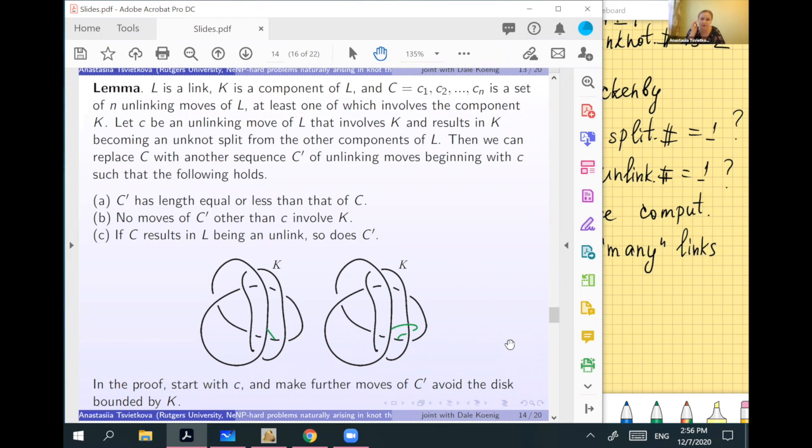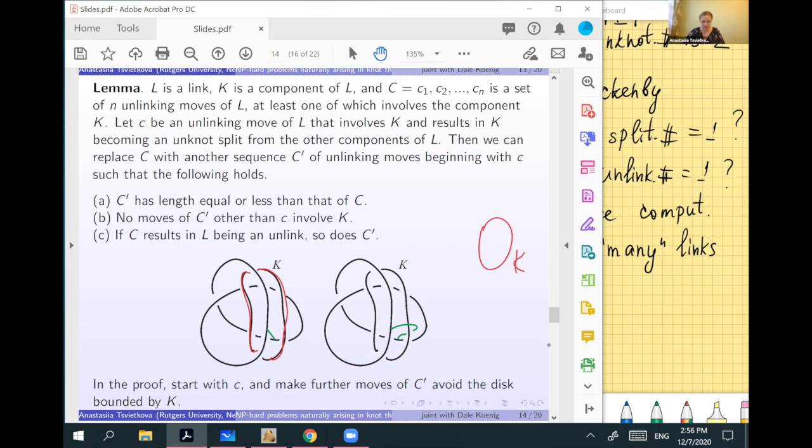The lemma has a long formulation, so let me maybe read it. But basically, it allows you to substitute any sequence in any diagram by that particular unclasping sequence of moves. What it tells you is that if you have a link and you have a component K of a link, where at least one of your unlinking moves just separates K from the rest, just puts K aside somewhere, and involves K.